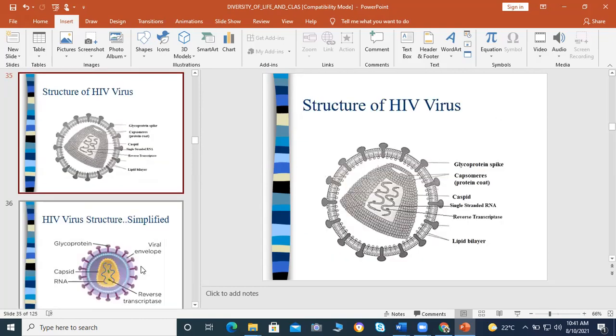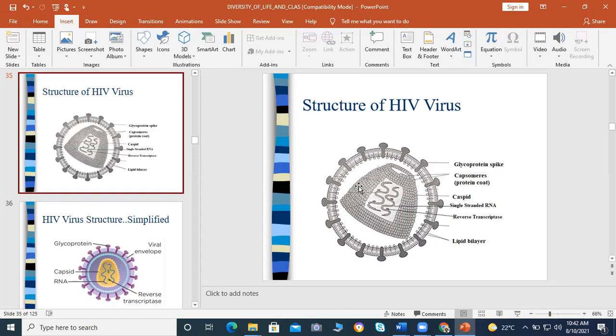Now, when you look at the structure of an HIV virus, it's still the same way. Look at the glycoprotein spike, which forms the envelope. You look at that. Are you able to see the capsomere? Yes. Those small rings you're seeing are the capsomeres, but then they collectively form a protein coat called the capsid. All of them collectively are called the capsid. You're able to see that?